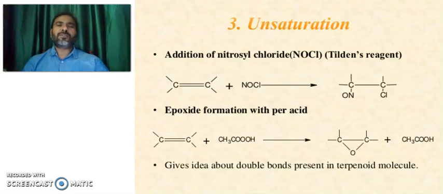Addition of nitrosyl chloride, NOCl, is Tilden's reagent. You can see addition of NO and Cl at adjacent carbons. This is the addition product. Epoxide formation with peracid: it gives the epoxide and acetic acid. This gives an idea about the double bonds present in the terpenoid molecule.